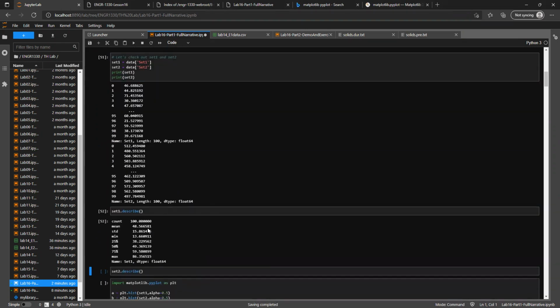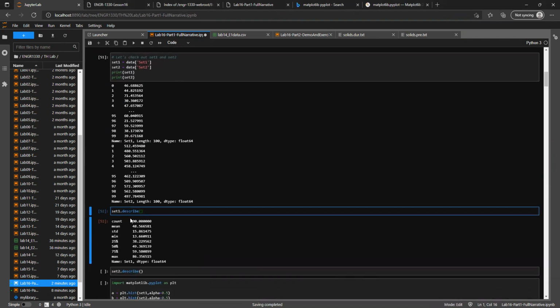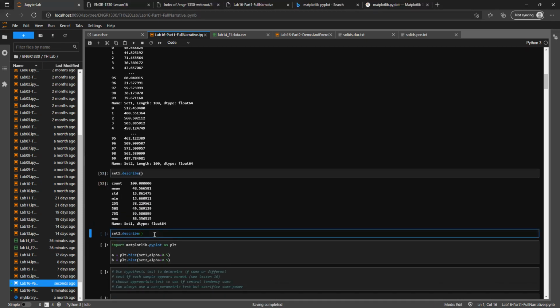But one thing we have that lets us look at a bunch of those is describe. So let's describe our set 1, which is the first column, and describe our set 2. So there's 100 of them. The mean is 48.5. Standard deviation of 15.8. The smallest one is 13.6. And we have our quartiles and the maximum. So all those descriptors we were talking about, you can have a good selection of them in a nice package.